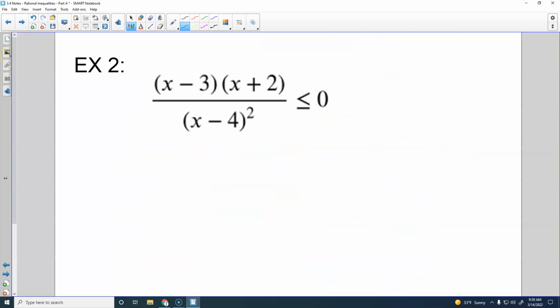Okay, let's look at this next one that we've got here. And I'm going to show you a strategy that I use that I think makes this a little bit faster to do. If you don't like it, you can do it like we did the first one. It's fine.